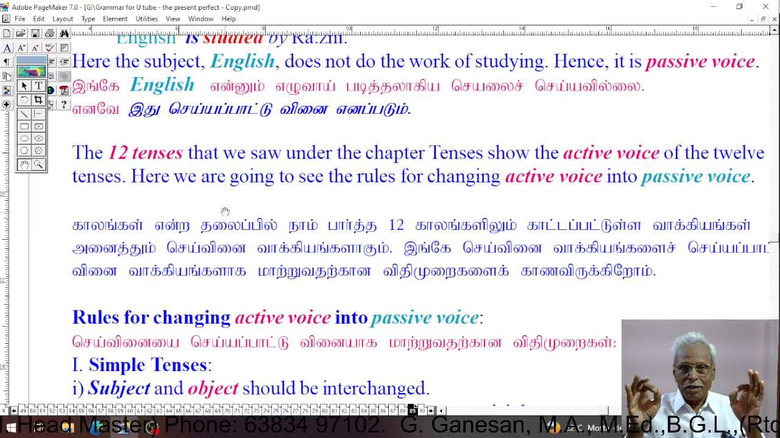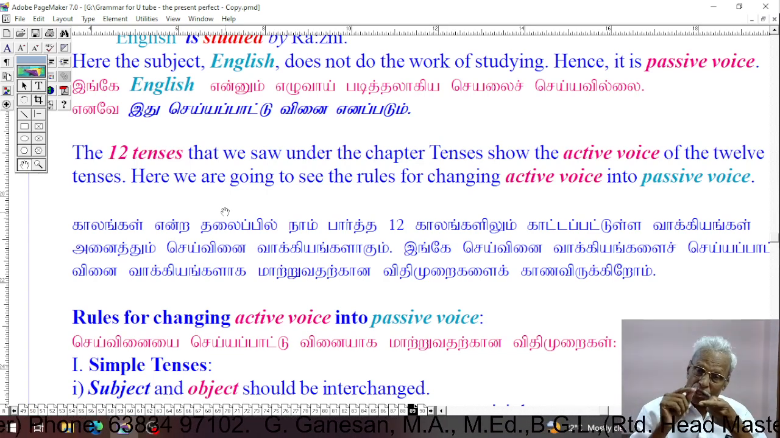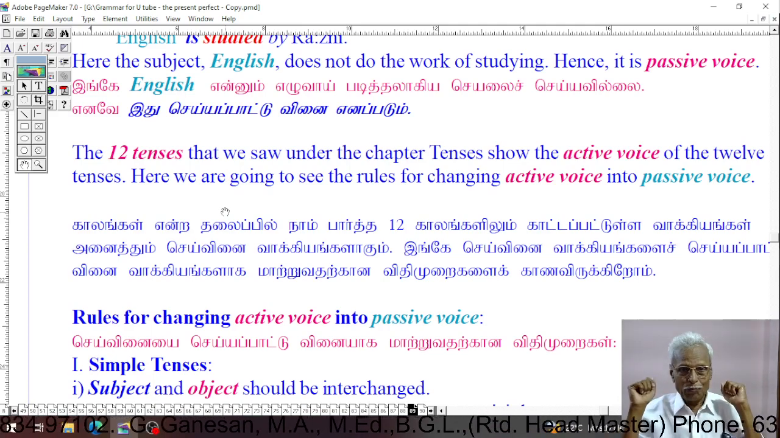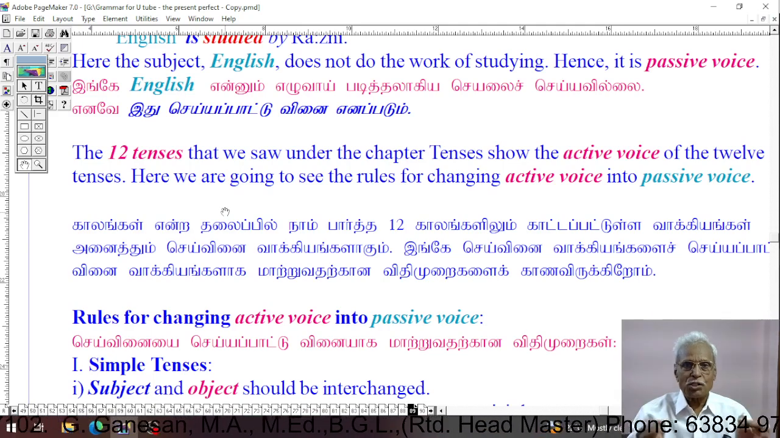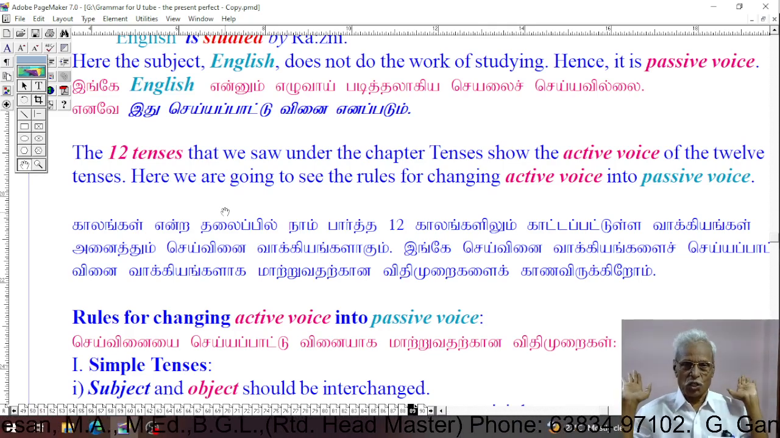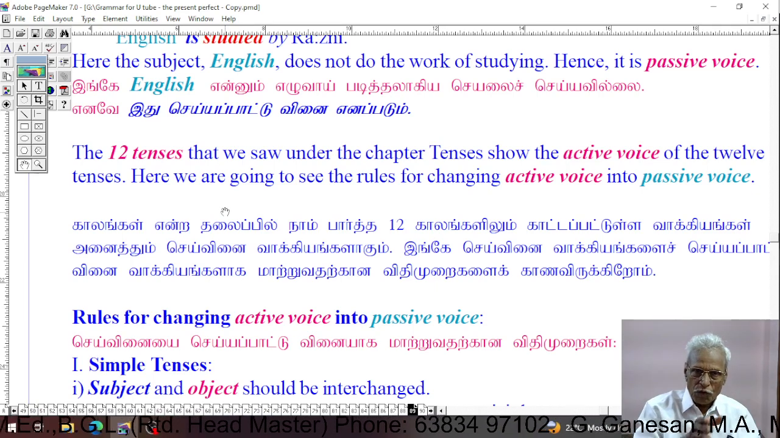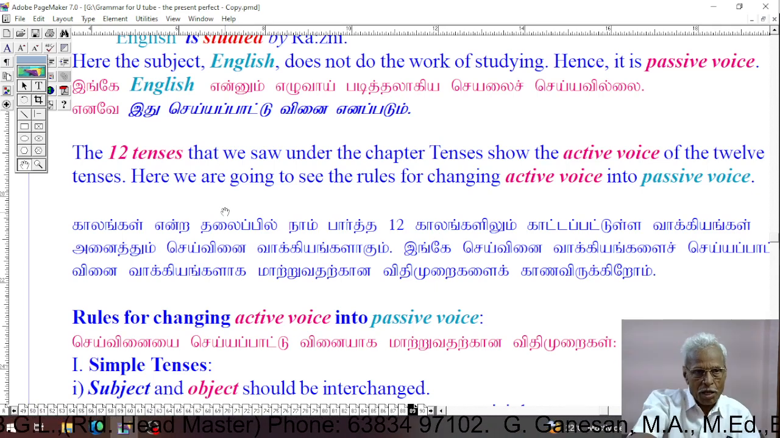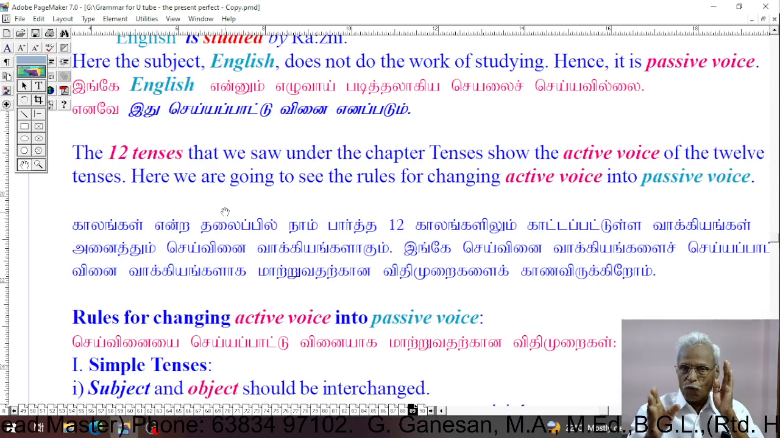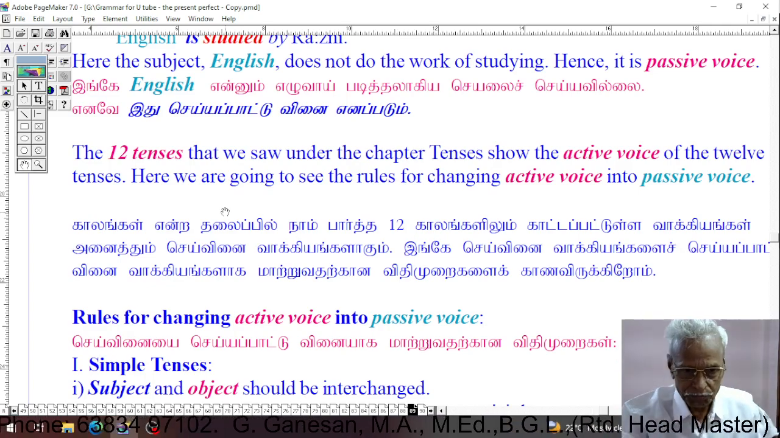are simply active voice sentences. That's all. Here we are going to see the rules for changing or converting active voice into passive voice. The rules for changing active voice into passive voice we are going to see. Come.